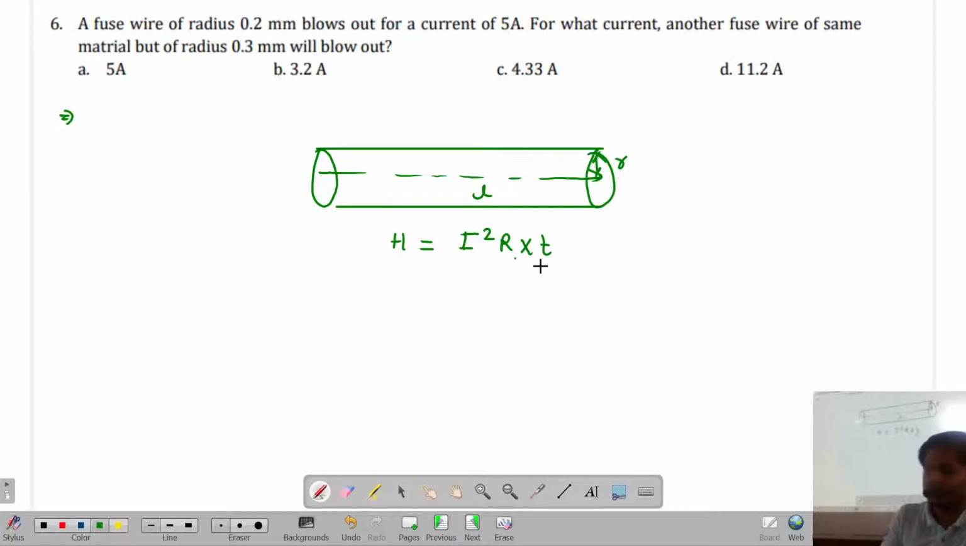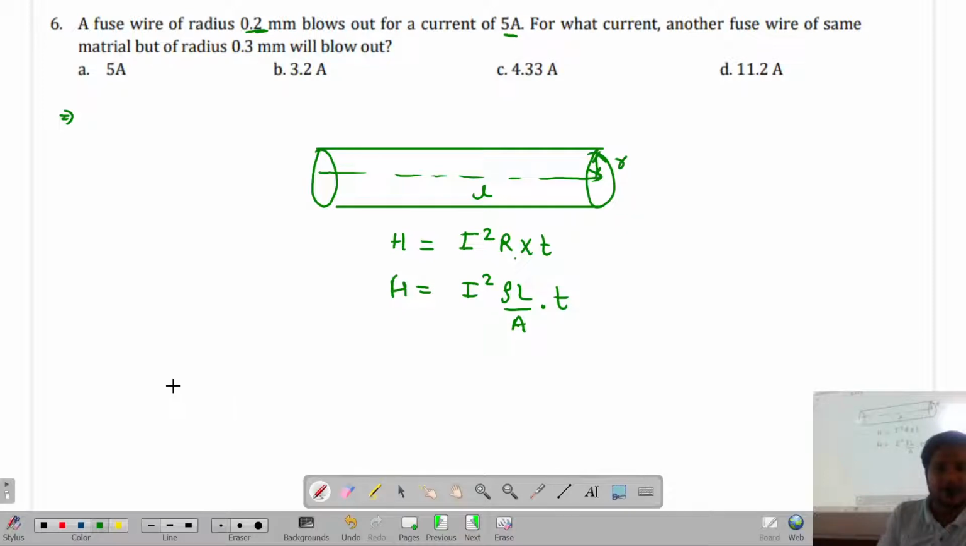Now, if you have got the heat, listen here: you have it in terms of radius and in terms of current. So I can write resistance as rho L by A or not? Tell me yes or no. So H is equal to I square rho L by A into time T. Got it or not? This is the main formula, but it is still not over.